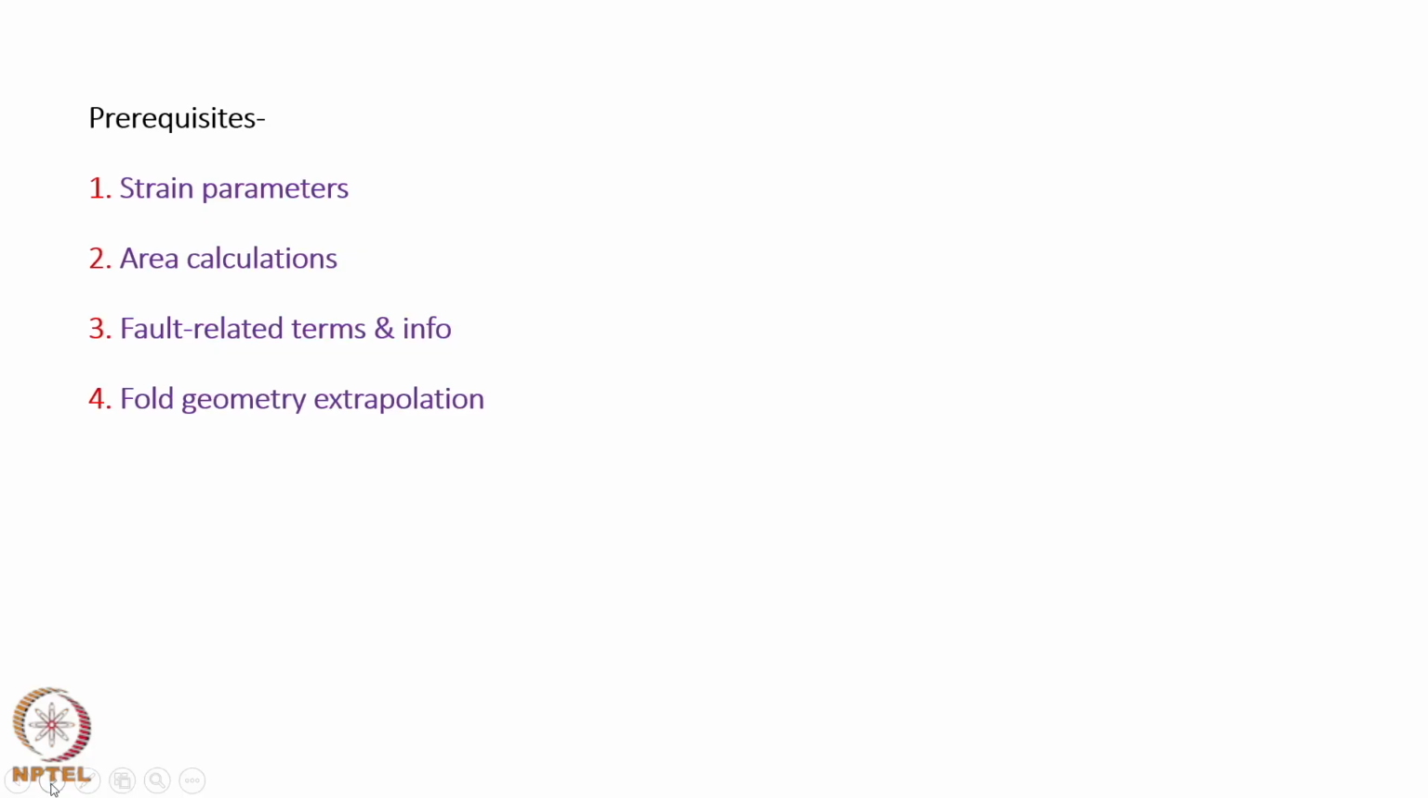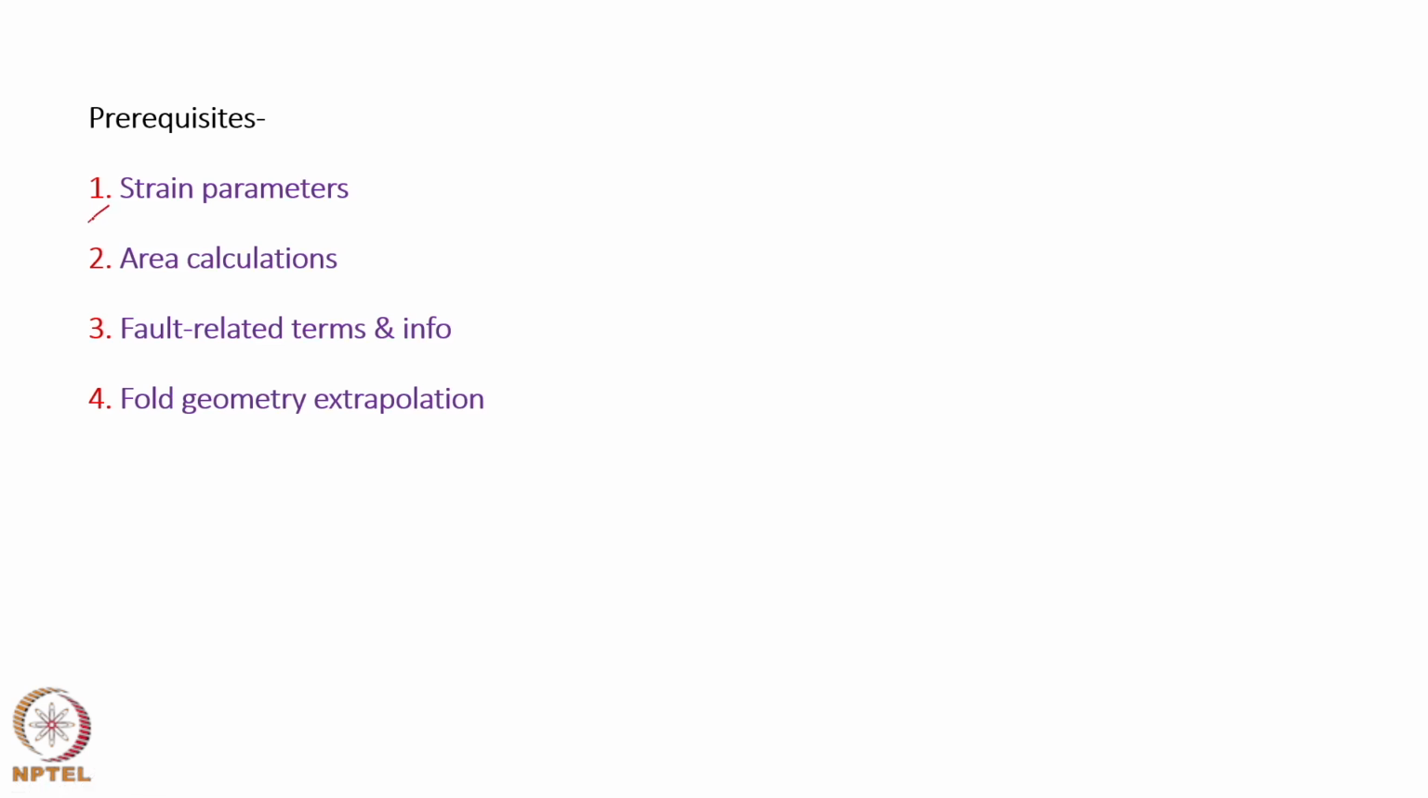There are certain prerequisites to study cross-section balancing. These are: we have to be familiar with the strain parameters, we have to know the area calculations, we have to have some idea about fault related terms and information, and we need to learn about the fold geometry extrapolation. After these 4 subjects are covered, we will get into the cross-section balancing.